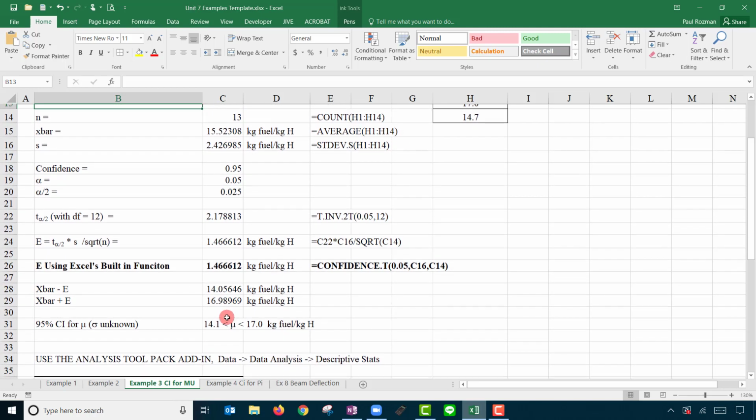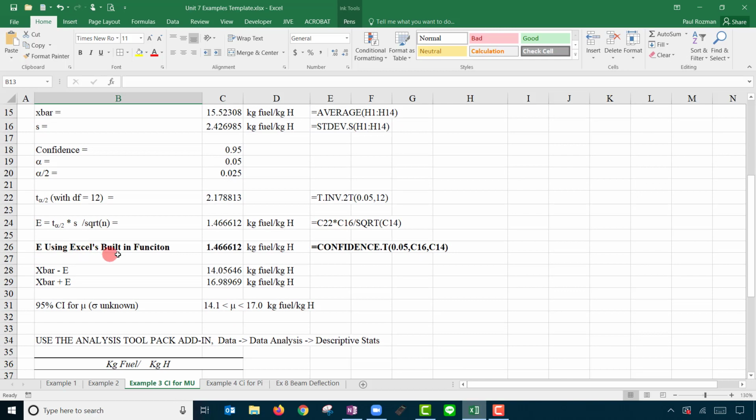But we didn't have to do all that. You can basically just use the bold here. The bold says plug in alpha, plug in the standard deviation, and plug in n. And it gives you the error. And then I just added and subtracted it from the mean up above.